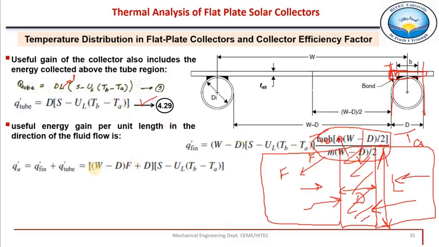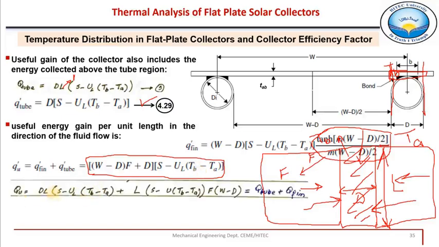Right, so then add these two. After adding, this is the final correlation of useful heat gain per unit length, because it is represented by small q prime, the heat gain per unit length of this absorber plate. So after adding these two and after a little adjustment, this is the final equation.